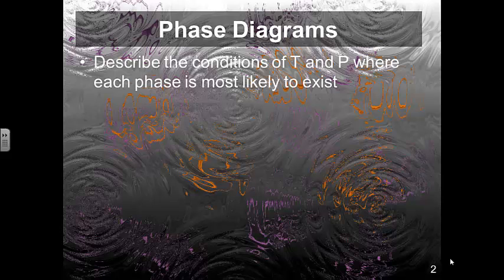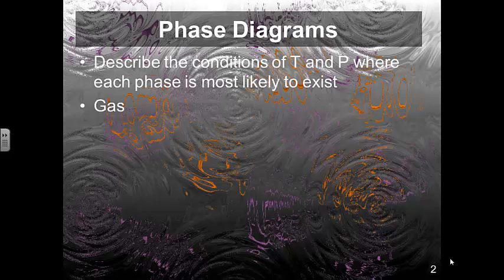exist. So let's see if we can think about general temperature and pressure conditions where each phase is most likely to exist. Let's start with the gas phase. What kinds of temperatures would you need to make a gas? Think about trying to make liquid water into steam. You would want high temperatures.